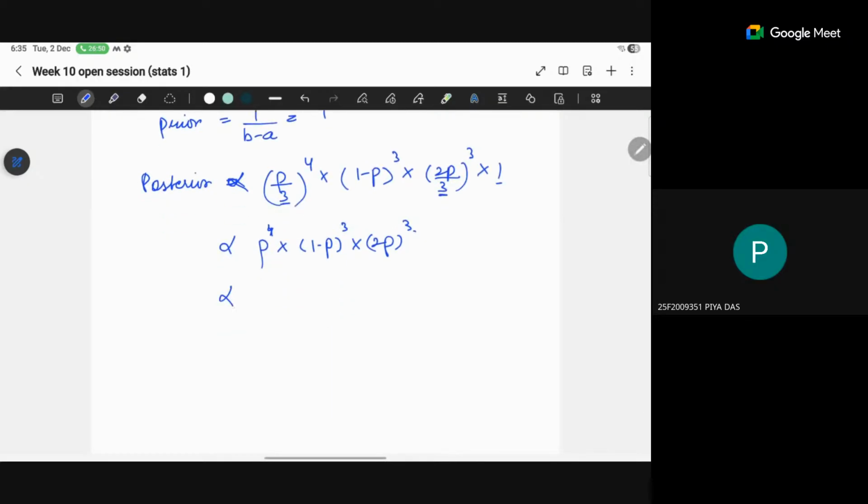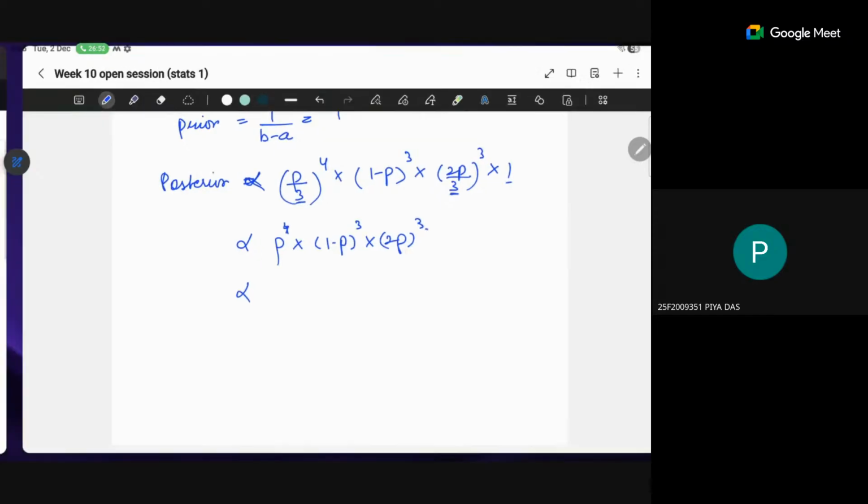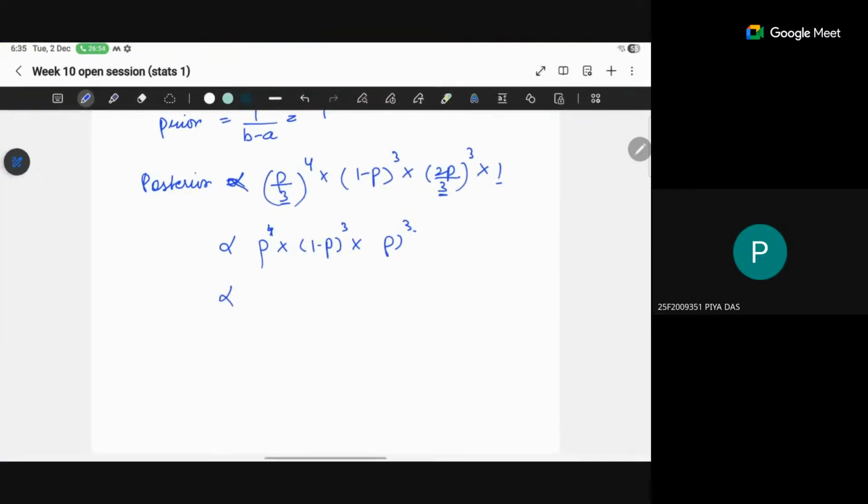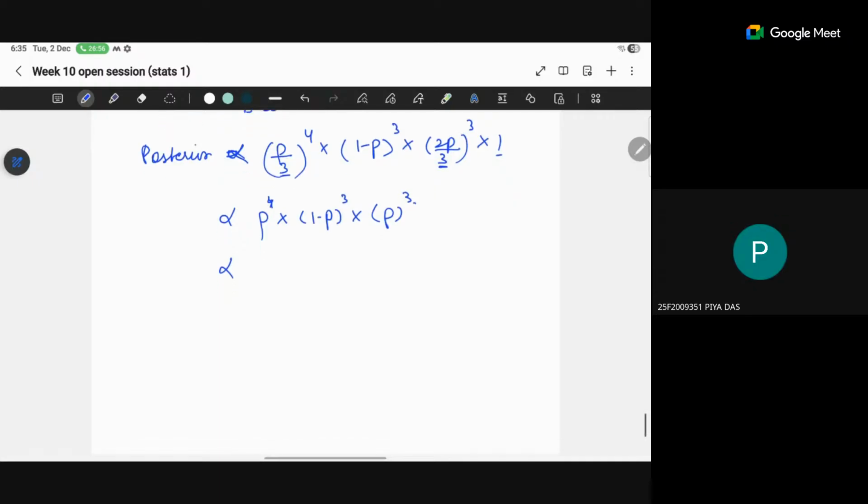Now this 2 I can also just remove. So p raised to the power 3. So this will be p^(4+3) = p^7 into (1 - p)^3. This step is clear. Now the p value is going from 0 to 1. So can you tell me what the posterior distribution is here? Anyone? Beta. It is beta.